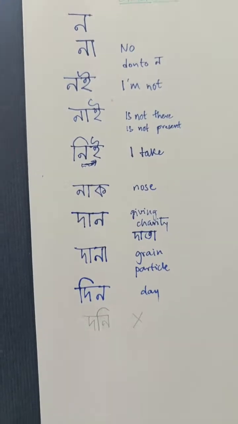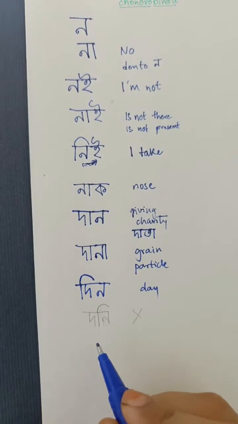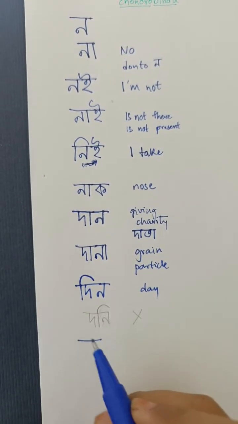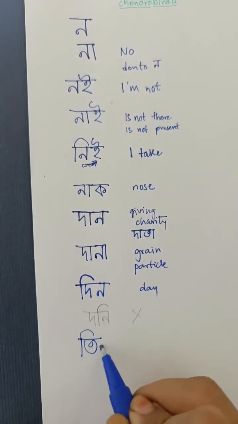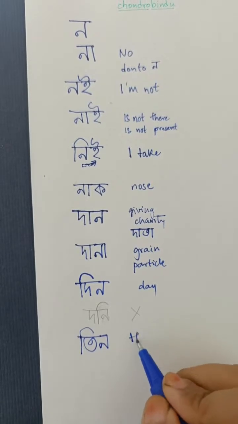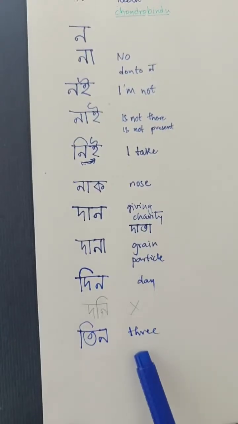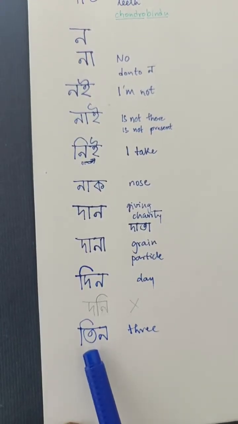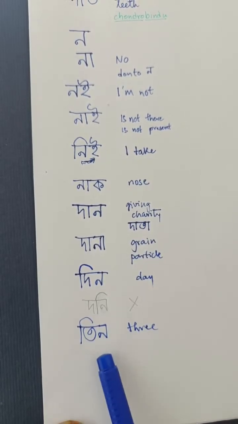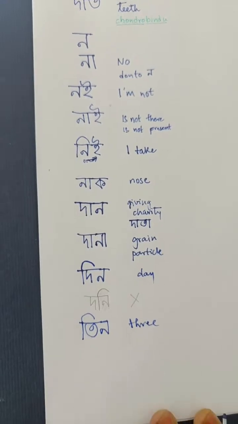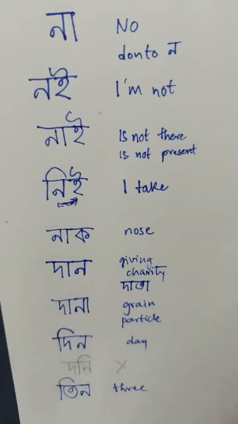Next word. I hope you're able to read on your own and it's not just me saying all these things by myself. The next word is rhyming with din. This means 3. If you know your Bangla numbers, 3 is teen. So toy, rashoi, and now teen. Teen. Okay, this is nak, nose. Let's do another word which is very, very close.